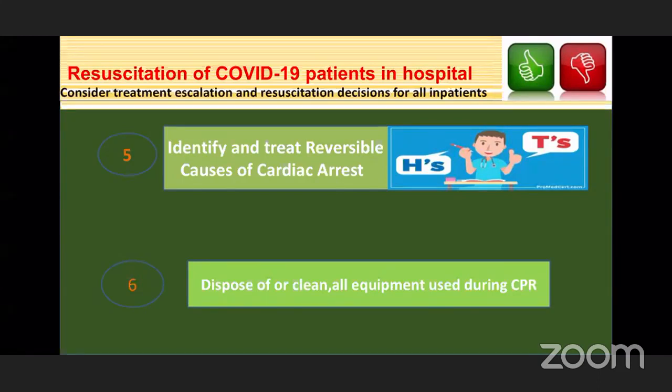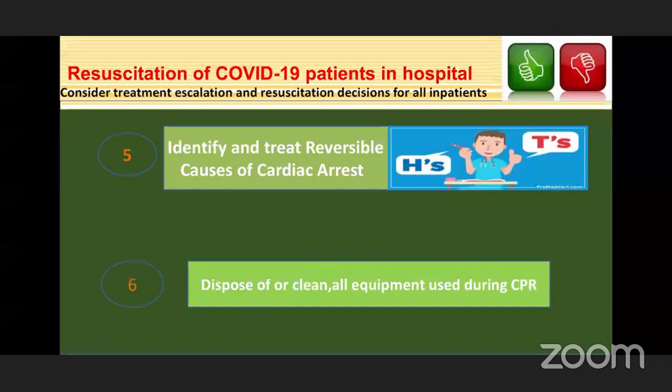Meanwhile, we also assess and look for the reversible causes of cardiac arrest. Here we are discussing the H's and the T's. I would like to go through quickly, as you all know, the H's stand for hypovolemia, hypoxemia, hyper/hypokalemia, acidosis, and hypothermia. And the T's stand for tension pneumothorax, cardiac tamponade, and massive thrombosis. It could be acute MI or massive pulmonary embolism, and toxins.